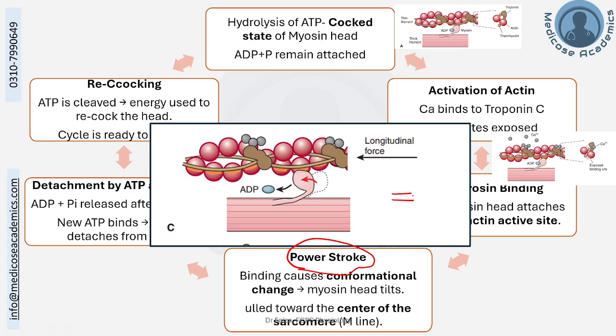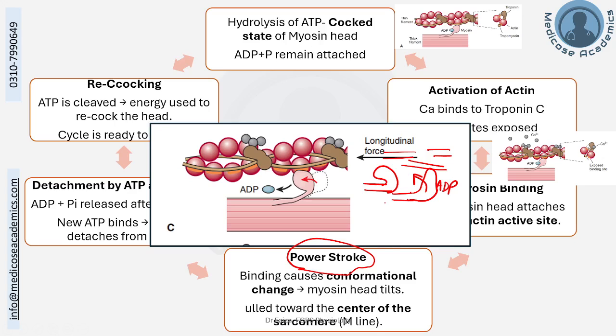Previously, as we said, the head was activated. It was in this conformation because of carrying the energy from the hydrolysis of ATP. As soon as it attaches to the actin filament, there is a conformational change. The head will tilt from the perpendicular to the tilted state, and this is known as the power stroke. And this power stroke, when it moves the head of the myosin from this state to this state, also pulls the actin filament towards the center of the sarcomere.